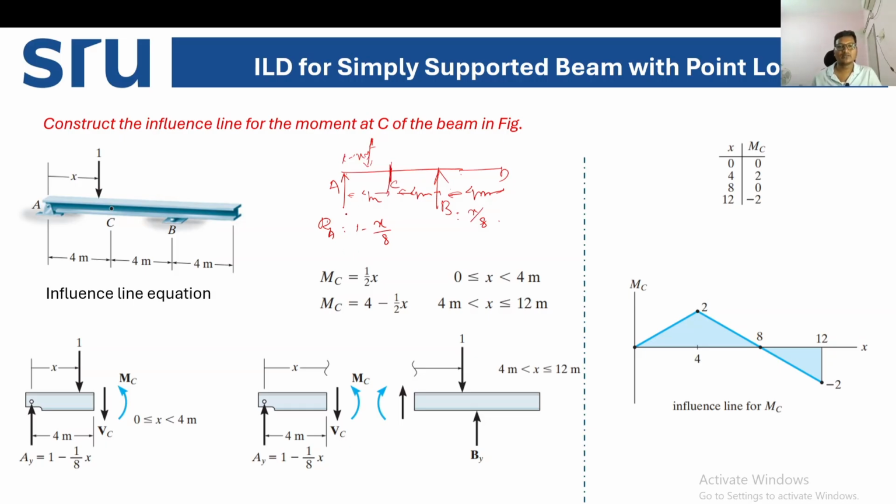What will be the bending moment at C? Bending moment will be Ra into the perpendicular distance. That is Ra, 1 minus x by 8, into the perpendicular distance 4, minus 1 into the distance 4 minus x, is equal to 0. This is your moment at C, right? So if we simplify this, 4 by 8 is nothing but 1 by 2.